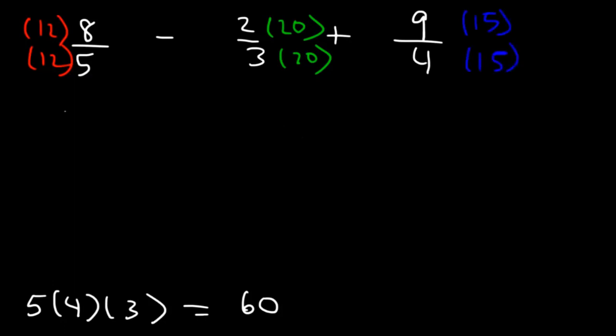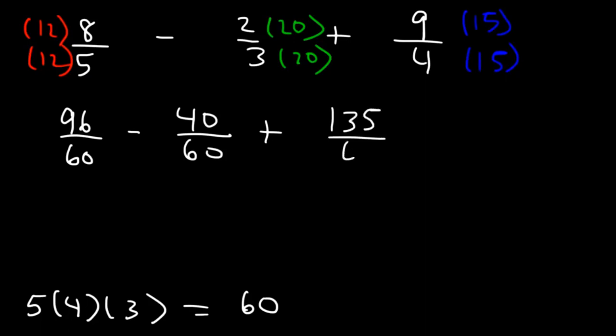Now 12 times 8, that's 96. 5 times 12, we know is 60. 2 times 20 is 40. 3 times 20 is 60. And 9 times 15. 15 times 10 is 150, so if you take away 15 from that, you'll get 15 times 9, which is 135. And 4 times 15 is 60.